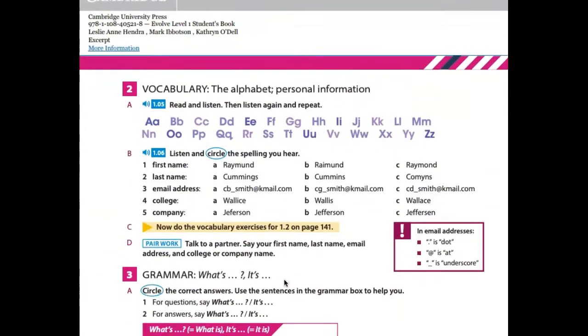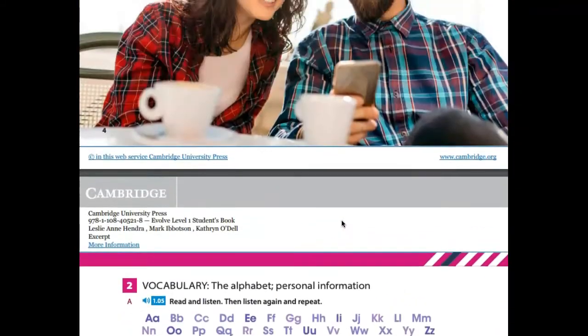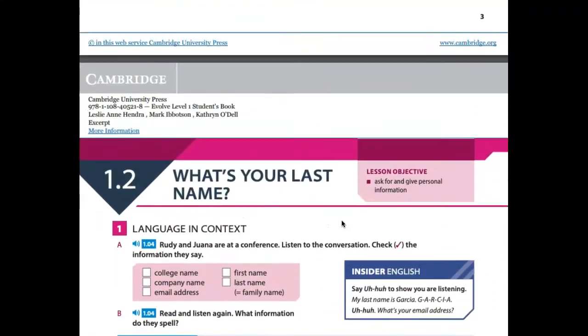And now, class work. Okay, talk to other people, ask questions about the information in the box. Again, we have some examples. So you already had pair work, then group work, then class work. So all interaction patterns for interaction are being used in the book. So a lot of opportunities for your students to speak. Now, I will show you. I am moving back and forth so I can show you the features.